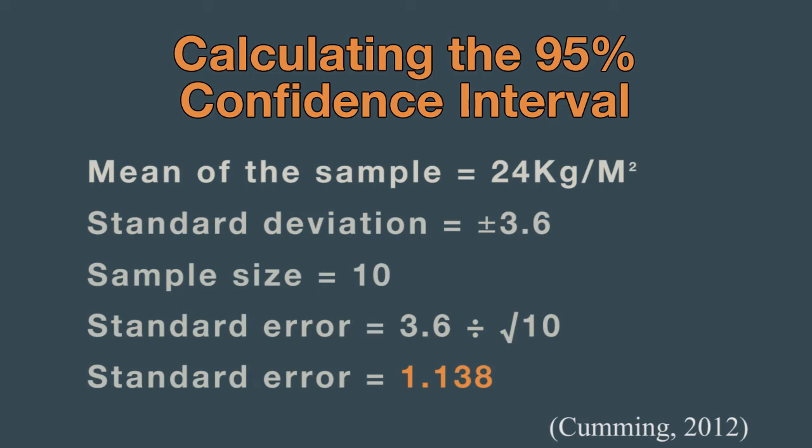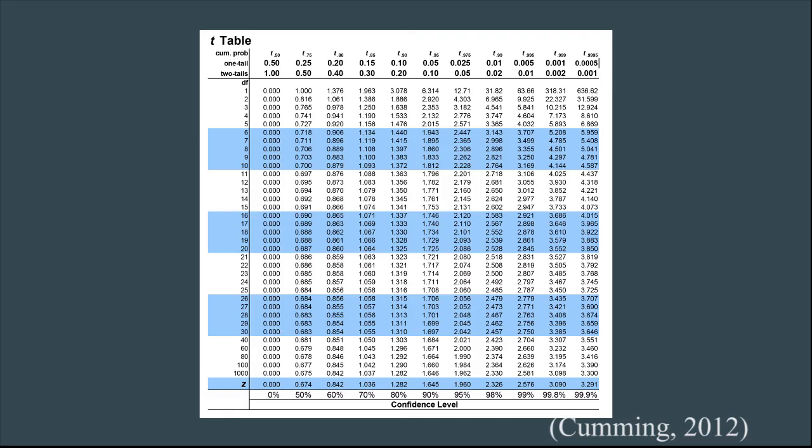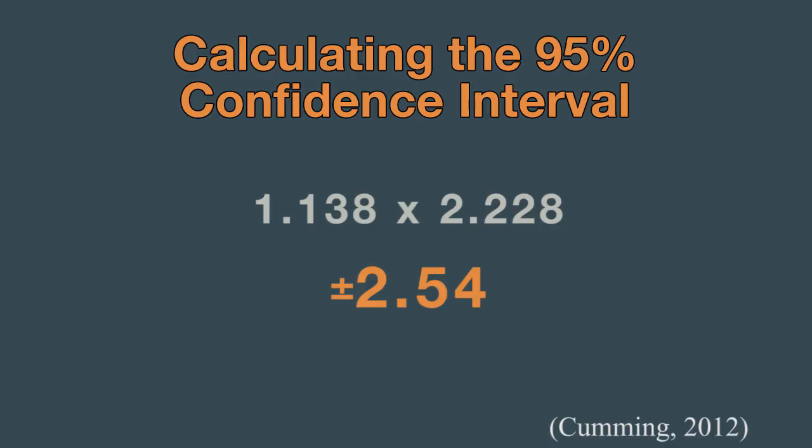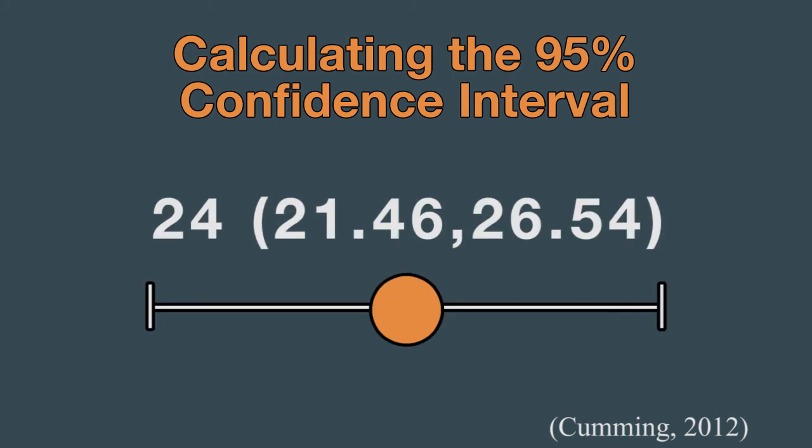To measure a confidence interval, we first need to calculate the standard error by dividing the standard deviation of the sample by the square root of the sample size. Next, we use a value from the t-distribution table dependent on the size of our sample and which confidence interval we would like to determine. We then multiply the standard error by the t-value to get the margin of error. We can now add and subtract the margin of error to and from the sample mean to get the 95% confidence interval.